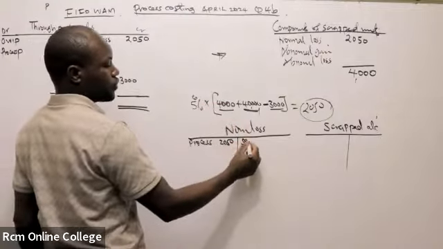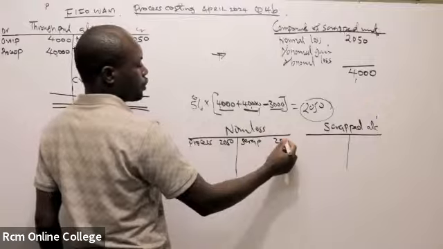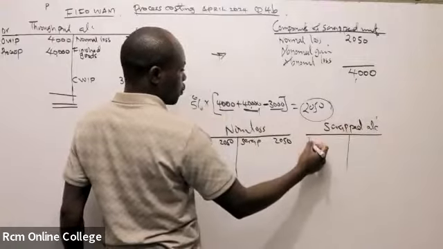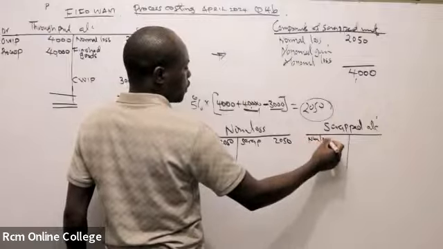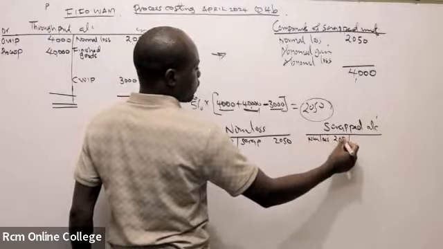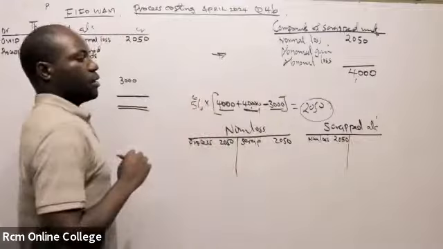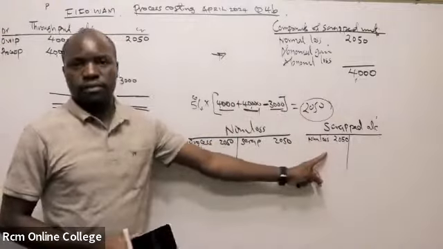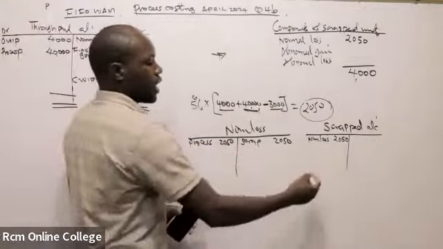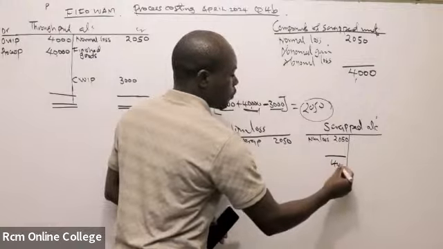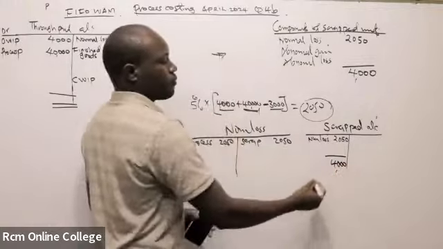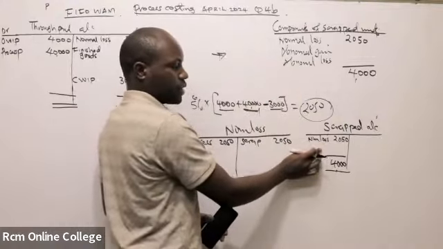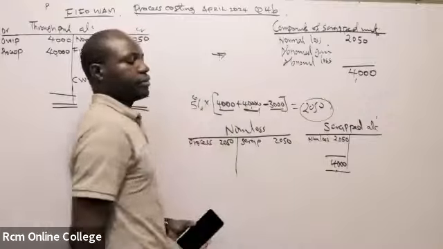You have to take all of this to the scrap account, that is 2050. When you come to the scrap account, we are now debiting it, right? So normal loss is giving us 2050. For us to have a total of scrapped units of 4,000, something must happen on this side.